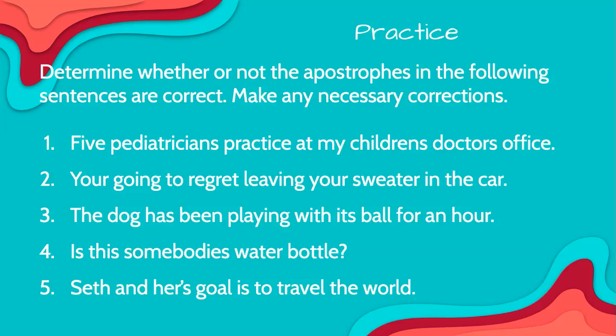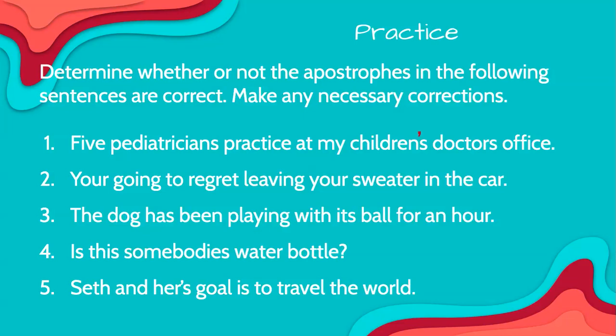Number 1, 5 pediatricians practice at my children's doctor's office. Okay, so I want to figure out which words, if any, show ownership here. The first one, pediatricians, is plural because there are 5 of them. So it's not ownership, I don't need an apostrophe. Children's, the word children is plural. And there's an s there. And this is an example of needing an apostrophe to show possession because it's the doctor's office of the children.